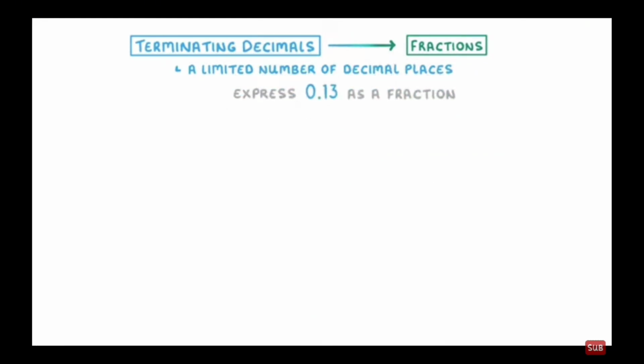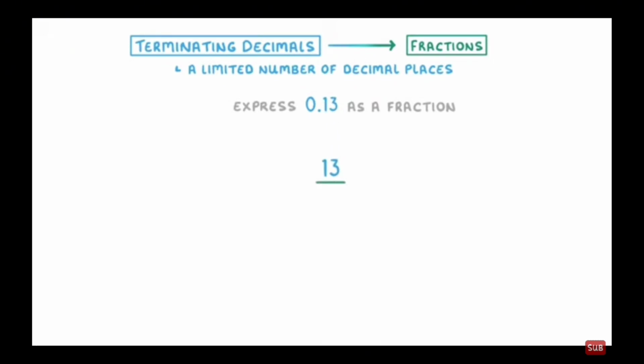Similarly, if we were asked to express 0.13 as a fraction, we'd start by taking that 13 and making it the numerator of a fraction. Then we'd put a 1 on the bottom and think about how many zeros we need to add to it. And because there are only 2 digits after the decimal point, the 1 and the 3, we're going to have to add 2 zeros, so that we get 13 over 100 as our fraction.